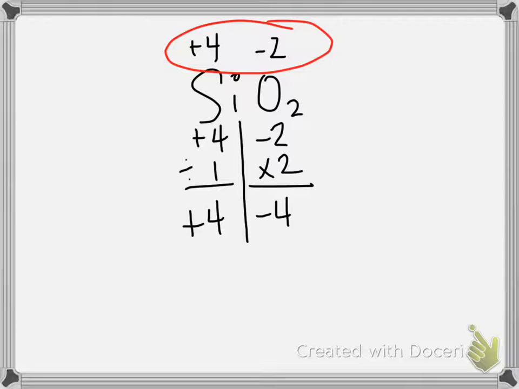Okay, so we have two tricky cases to do. Let's do a tricky case that only has two things first. So we have SO4 2-. What is that called? That's right, you're looking in the right place. What's that called? Sulfate ion. This is a sulfate ion.